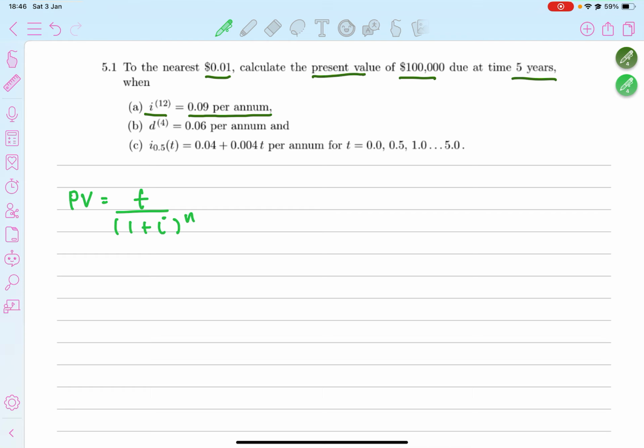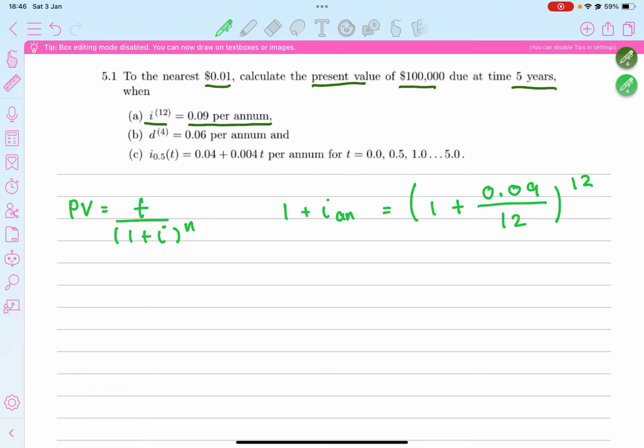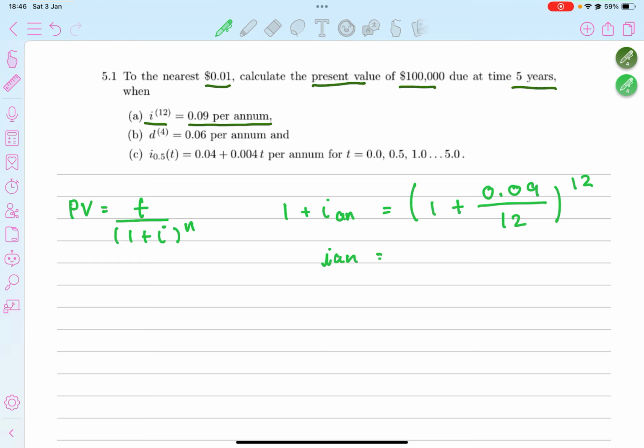So we have i12 is 0.09, so 1 plus the annual i is equal to 1 plus 0.09 over 12, to the power of 12. Where's my calculator? There it is. So solving for the annual i, the annual interest rate, the annual i is equal to 0.0938, along those lines.